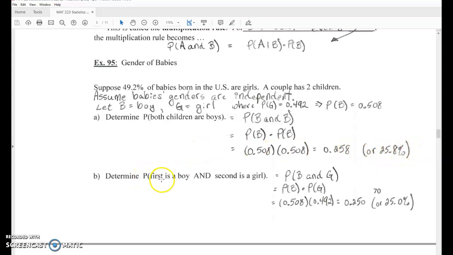Now let's say we want the probability that the first is a boy and the second is a girl. So we want the probability of a boy and girl. Again, independent events means we can just multiply their probabilities. So the probability of a boy times the probability of a girl, 0.508 times 0.492 equals 0.250, or 25.0%.